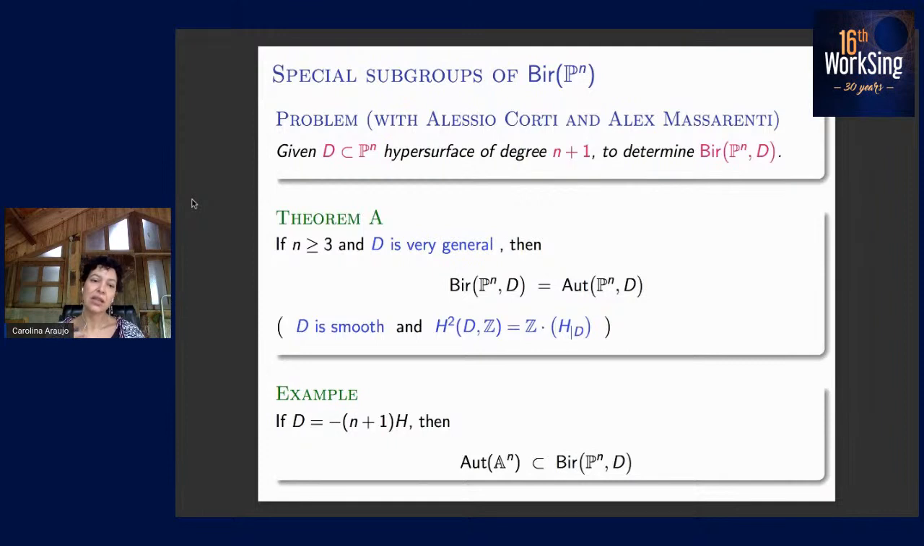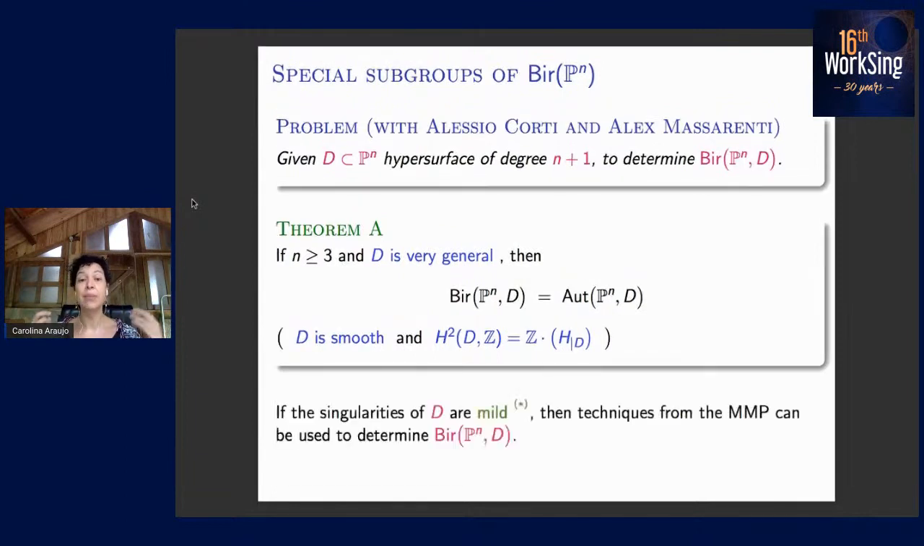And so, in fact, in this super degenerate case, we don't have techniques. The techniques from the minimal model program will not be applied, at least as far as we know so far, to such a degenerate example. So the trick is to look at something in between. And the philosophy is that if the singularities of D are mild, then we can use techniques from the minimal model program to determine this subgroup of the Cremona group.